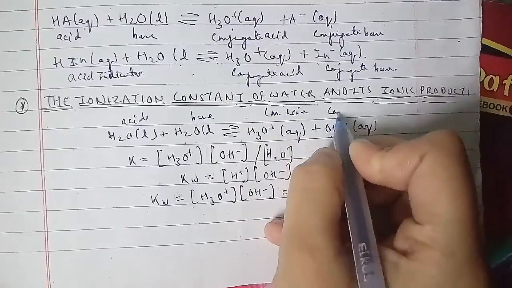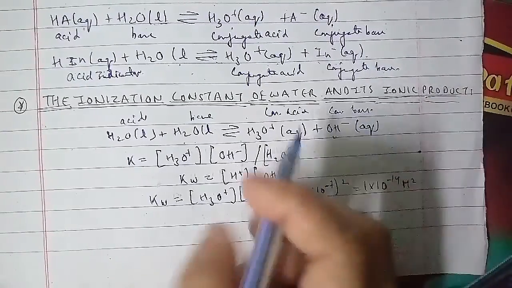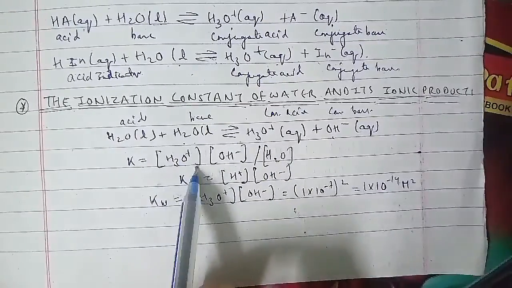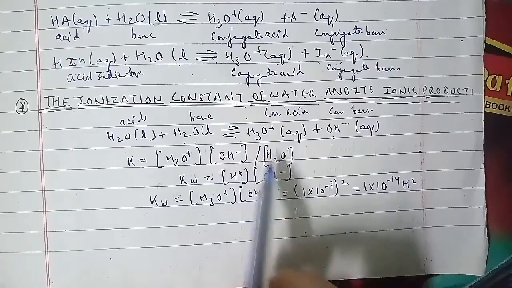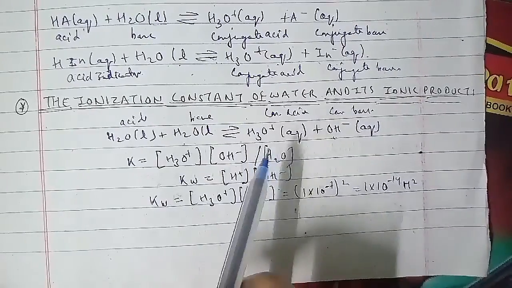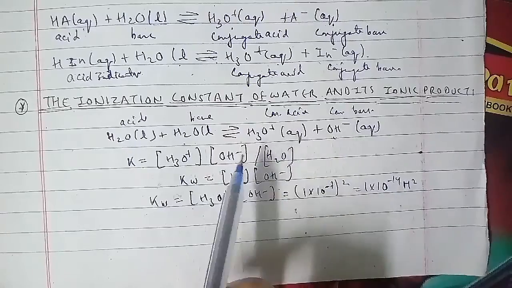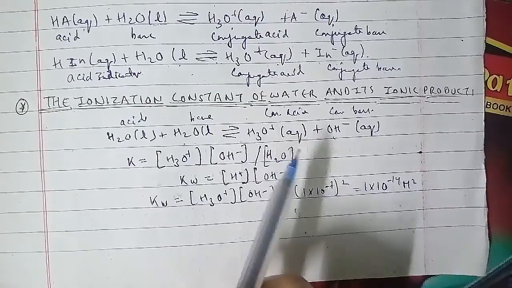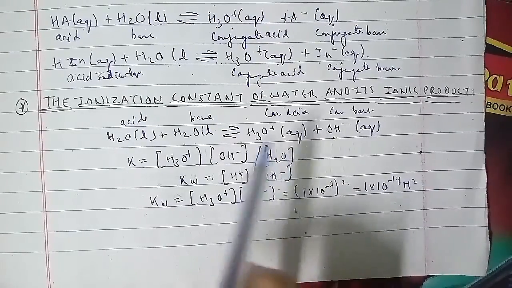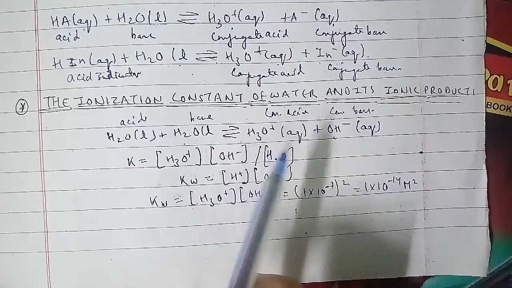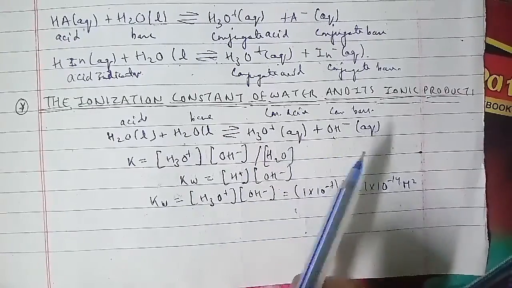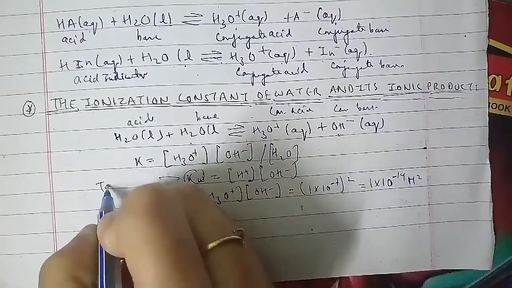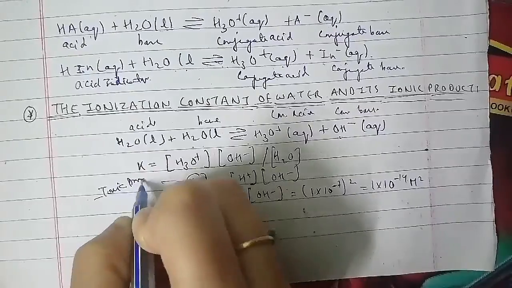With regard of that, the dissociation constant is represented as K equals H3O plus times OH minus upon H2O, where the concentration of water is omitted from the denominator as water is a pure liquid and its concentration remains constant. H2O is incorporated within the equilibrium constant to give a new constant, that is Kw, which is called the ionic product of water.